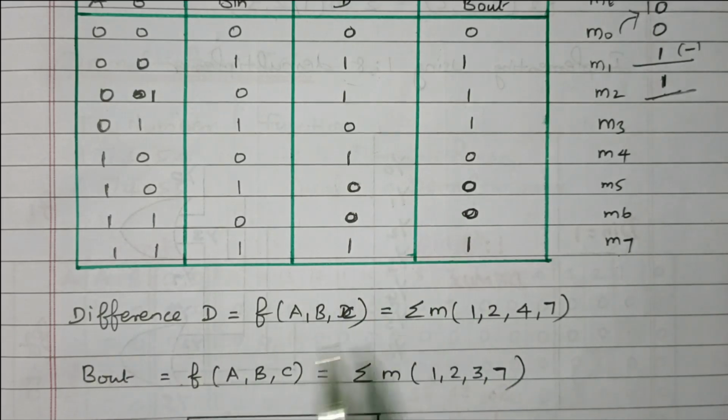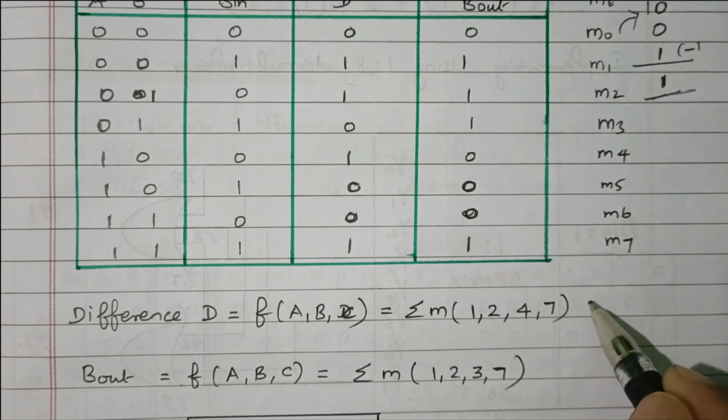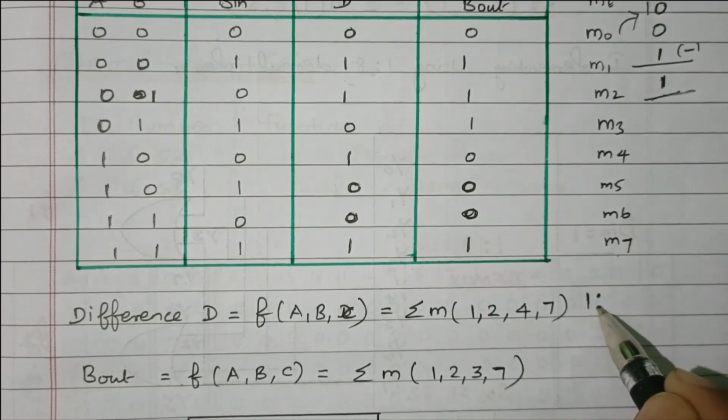From that we got the logical expression for difference and borrow in terms of min terms. Right, in terms of min terms. Now we need to go for the demultiplexer. We need to implement it with the demultiplexer.